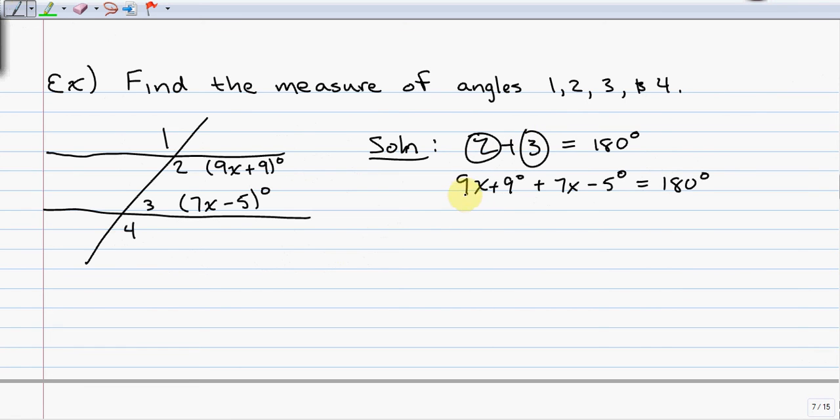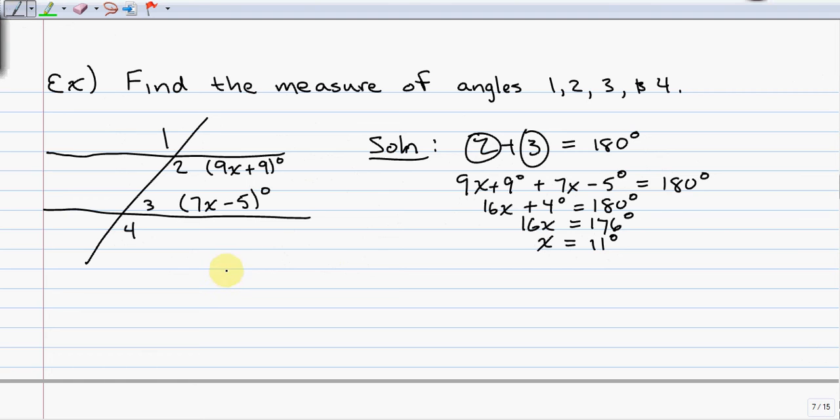All right, so now we just do a little bit of algebra here. 9x plus 7x is 16x. Combining my terms, 9 minus 5 is plus 4 degrees, is equal to 180 degrees. So isolating our x's, we get 16x is equal to 176 degrees, just subtracting 4 from both sides. And divided by 16, we're going to get x is equal to 11 degrees. All right, so that's not the answer, that's just what x is.